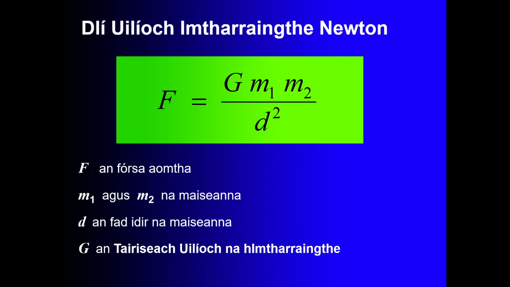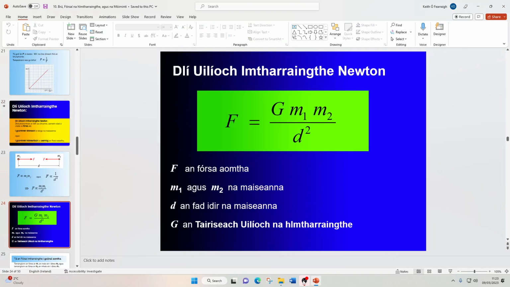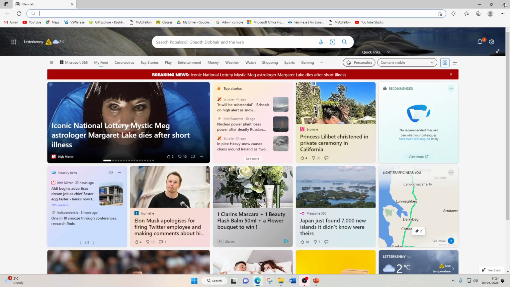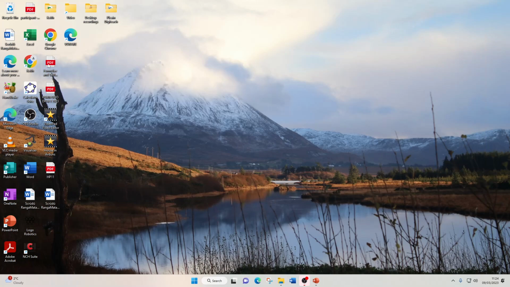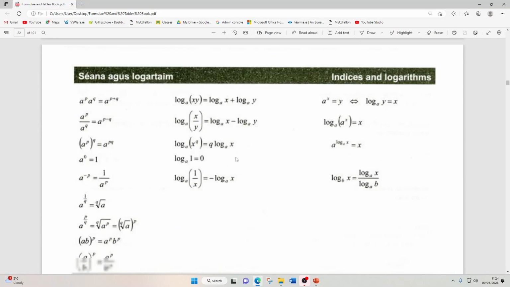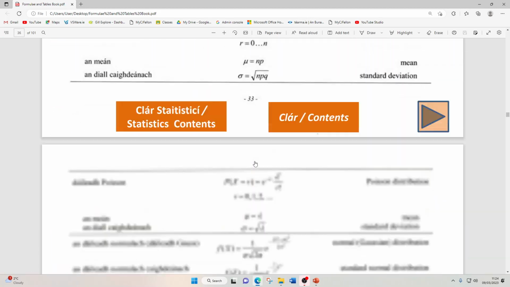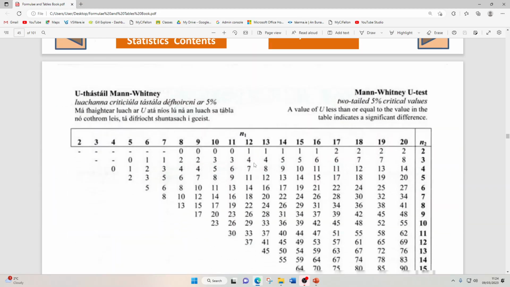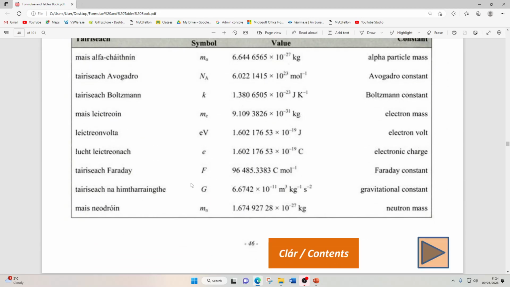To evaluate it, just remember the hint to G in the data tablet. The gravitational constant is approximately 6.6742 times 10 to the power of minus 11, that is 0.000000000066742, in units of meters cubed per kilogram per second squared. So that is the gravitational constant.